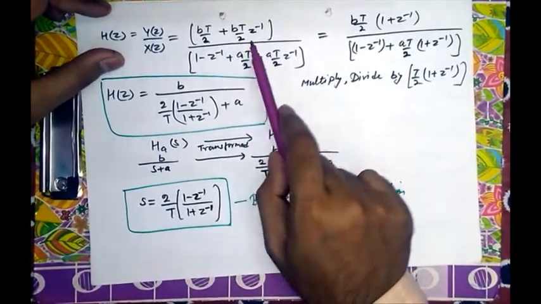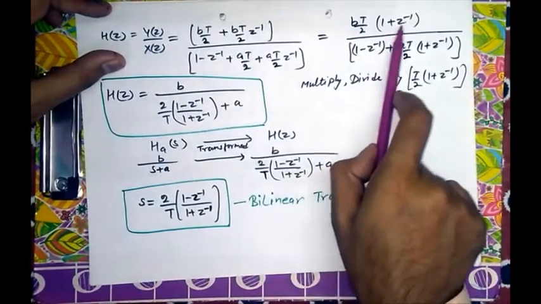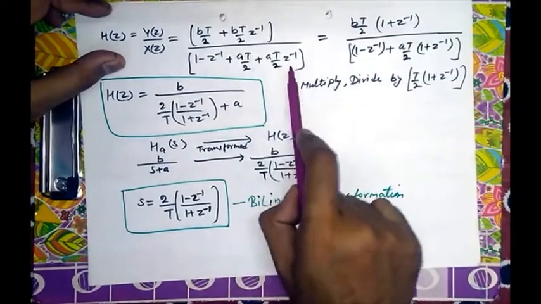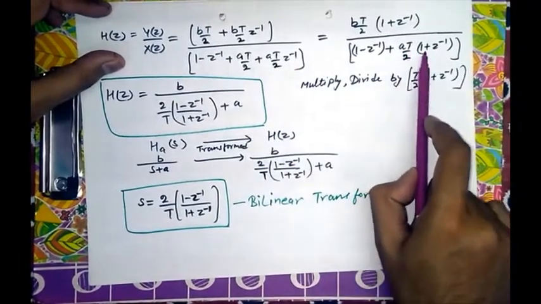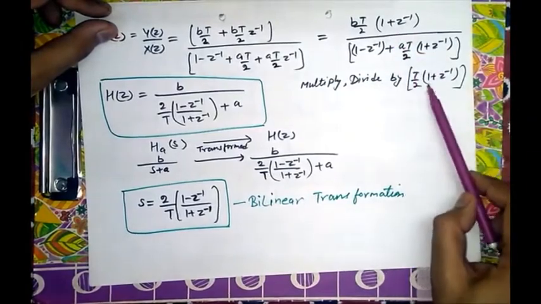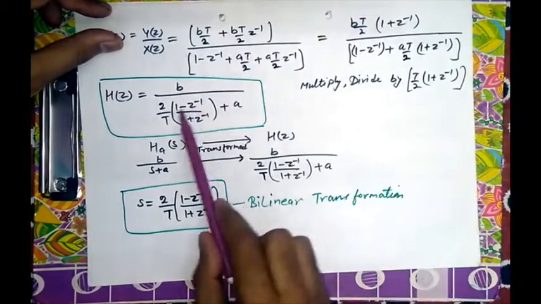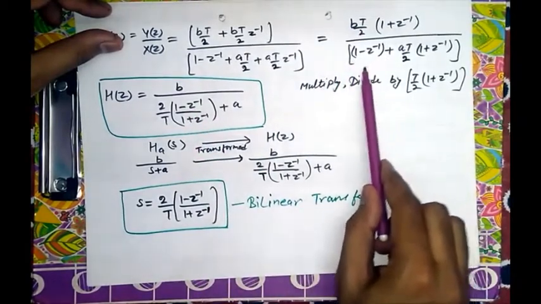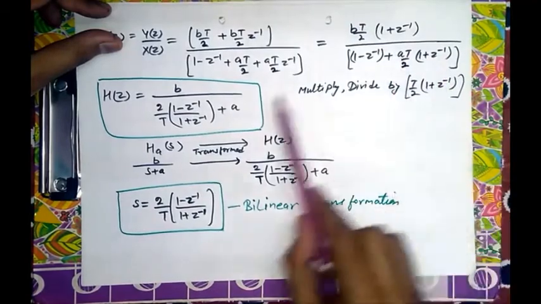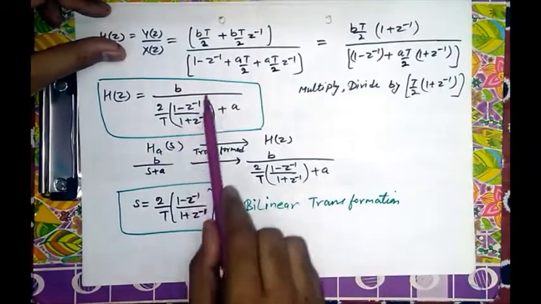Okay. And further we can represent this equation by taking a by 2 common from these two terms, and a by 2 becomes 1 plus z inverse. Further, multiplying and dividing by T by 2 times 1 plus z inverse, here b will become, and here you multiply and divide here and here also, and T by 2 times 1 plus z inverse will be gone, so it becomes only a. So after multiplying and dividing by T by 2 times 1 plus z inverse, it becomes this equation.